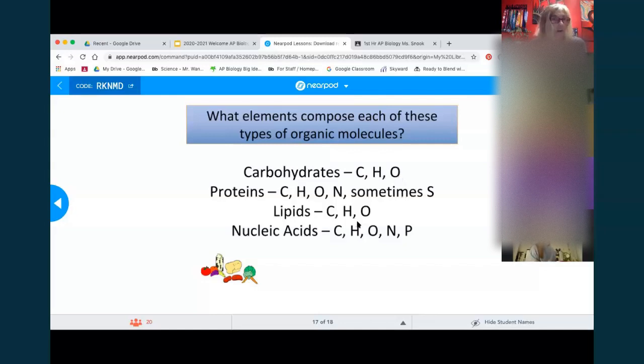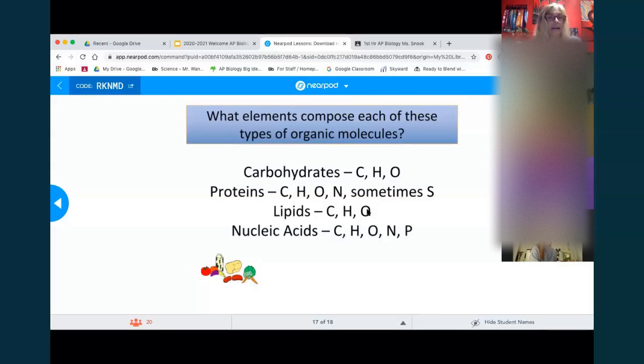Lipids do not have that ratio. Lipids will have way more hydrogens than oxygens. So if you see a molecule and it only has CHO, we know it's one of these two. Then I'm going to count up my hydrogens and compare them to the oxygens. 2-to-1, it's a carbohydrate. Greater than 2-to-1, it's a lipid.